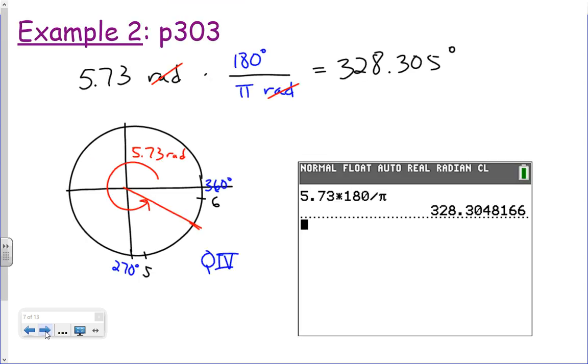All right, that's the end of this first half of section 6-4.